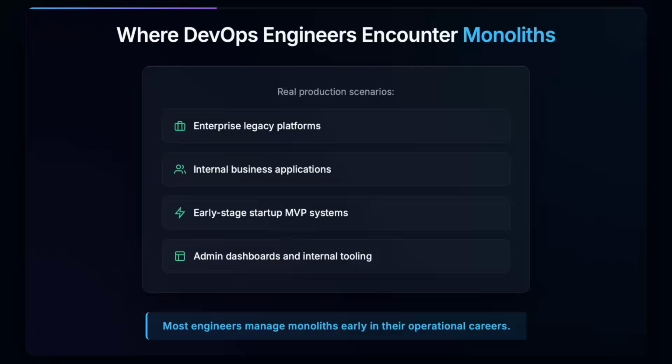So these are called internal business applications, where the internal team of the company is using these platforms or applications, where you don't need a complex microservice architecture. The monolith architecture will also work, and it will work very efficiently, right? Now, third comes early stage MVPs or startups, right?